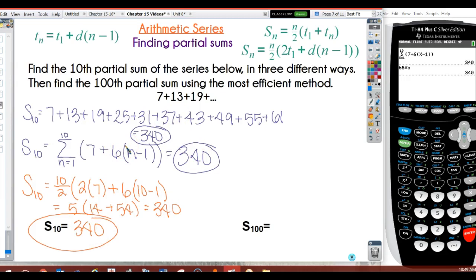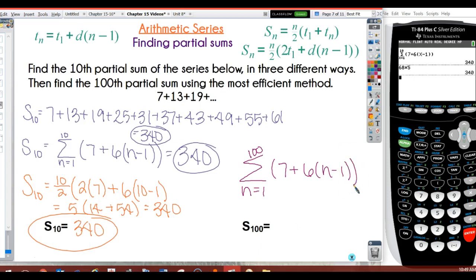So now we're going to use the most efficient method to find the 100th partial sum. And again, whatever is most efficient to you, whether it be this second one or this third one, really that's going to be your choice and your preference. I'm going to go ahead and use the summation. And so I'm going to set this up. I'm going to tell it to start at the first term, add through 100 terms, and again, we have to give it our equation.